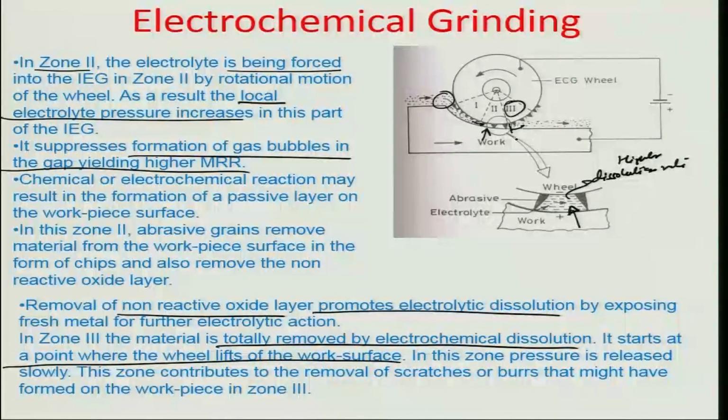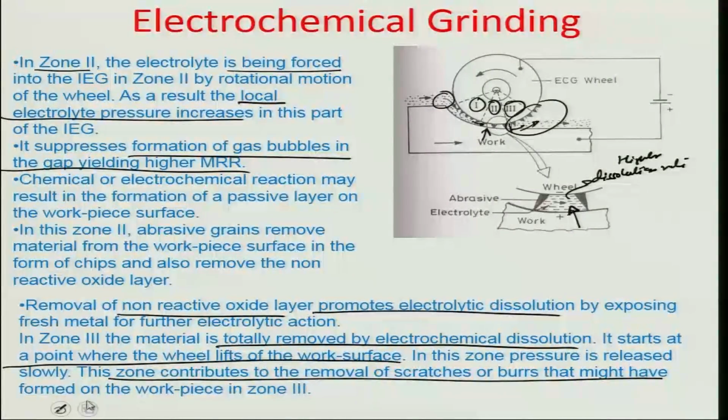which may lead to the fast carry forward of whatever sludge or whatever pieces of metal the electrochemical dissolution as well as mechanical action may have removed in zone 1 and zone 2. So in a way it is good that this depressurization may happen at the zone 3 level of an electrochemical grinding process. So that is how this zone contributes to the removal of scratches or burrs that might be formed on the workpiece in zone 3 and also zone 2 and zone 1.